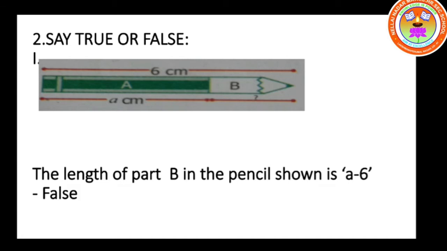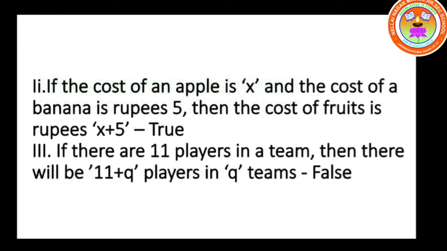Now listen to the question. The length of part B in the pencil shown is A minus 6. Is it A minus 6, children? No. The whole length of the pencil is 6, and the A part is A centimeters. So you will get the answer 6 minus A. So the answer is false. Okay children, now let us move on to the next one.